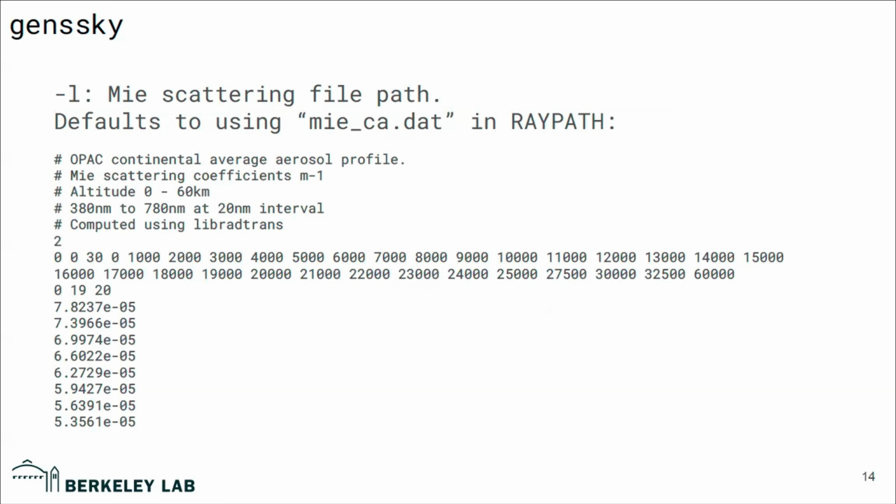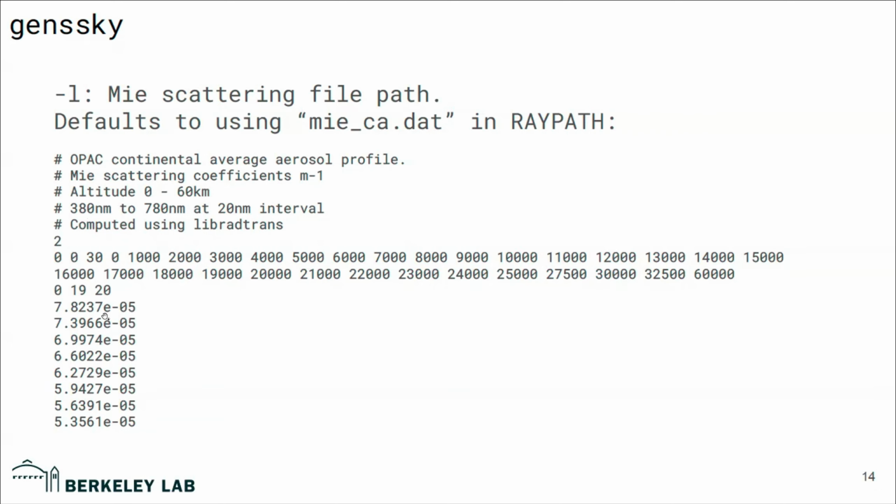So this is one of the important pieces of running GenSky: if you have a custom Mie-scattering aerosol profile file that you want to use instead of the default one that comes with it. It defaults to using this one, where CA stands for continental average, in the ray path that will get installed. But if you want to use a custom one, you can generate those.